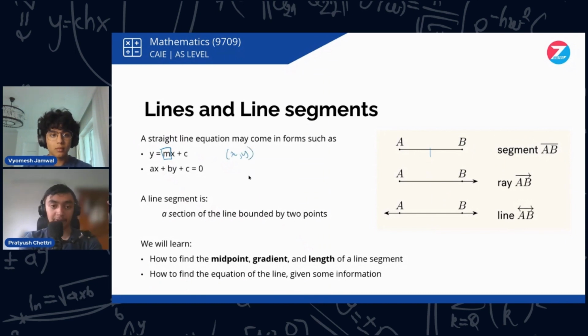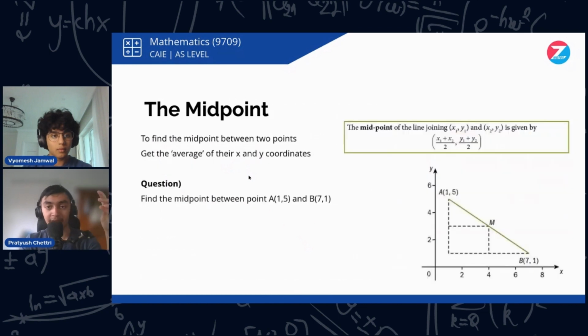So let's get started. The first one, how do we find the midpoint of a line? Well, that's actually pretty simple, and it's intuitive if you think about it too. To get the midpoint, you just find the average, in quotation marks, of their x and y coordinates. So let's look at this example just for now. This is the official formula, right? I'm going to explain to you what that means.